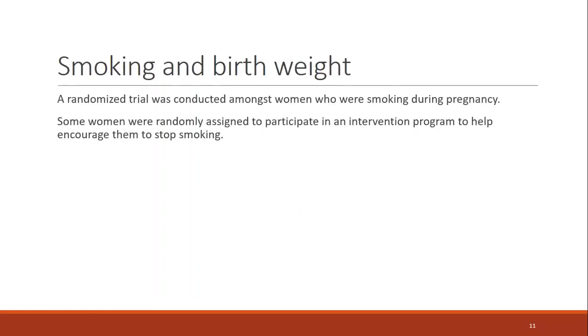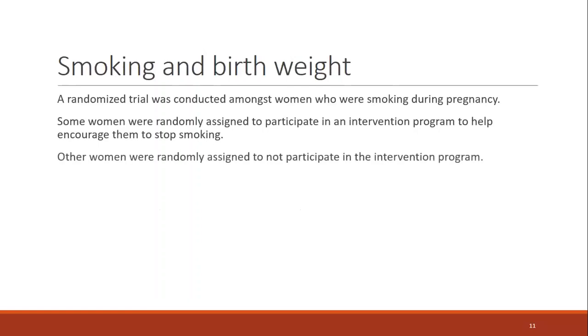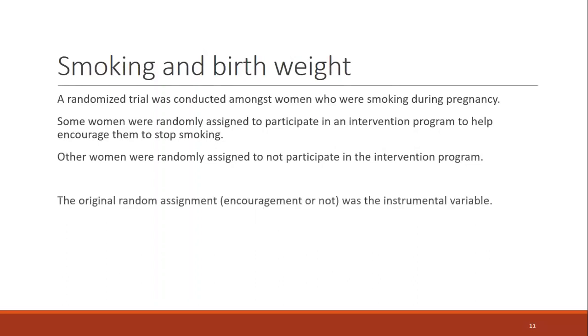And so again, what they did was the other women were assigned to the other, and what they used as the instrumental variable was that original randomized assignment. They were either randomly put in the group that was in the encouragement treatment or in the control, and that was our instrumental variable. The hope being that it would predict smoking status, because hopefully if the program worked, those in the encouragement group would be less likely to smoke than those who weren't. And so the instrumental variable here was, what group were they originally randomly assigned to?